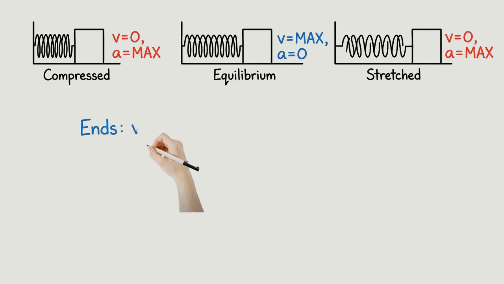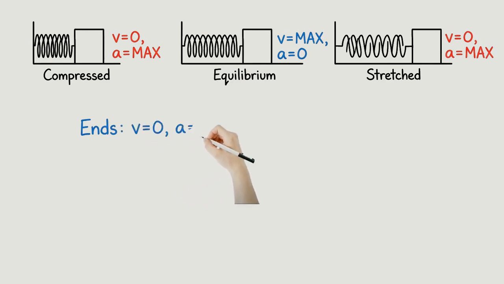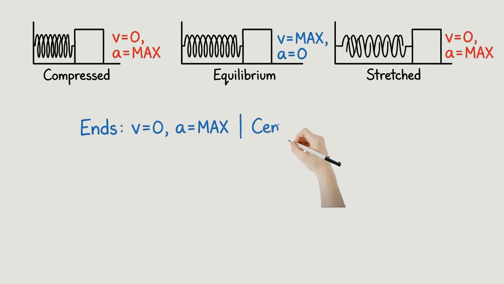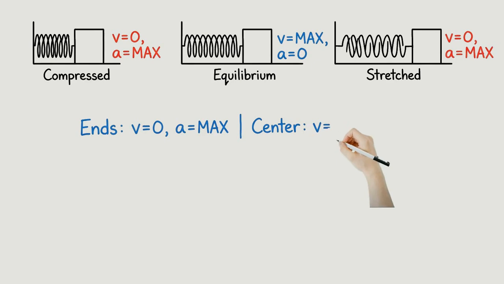Notice the pattern. Speed is zero at the ends and maximum at the center. Acceleration is maximum at the ends and zero at the center. Velocity tells you where the object is going. Acceleration tells you where it's being pulled.